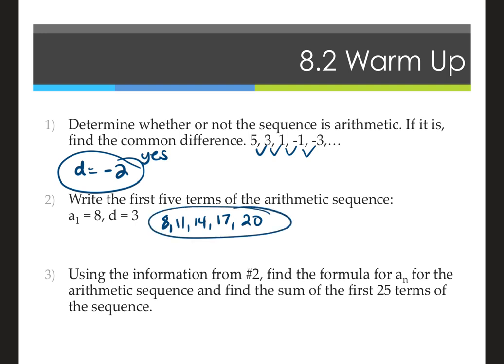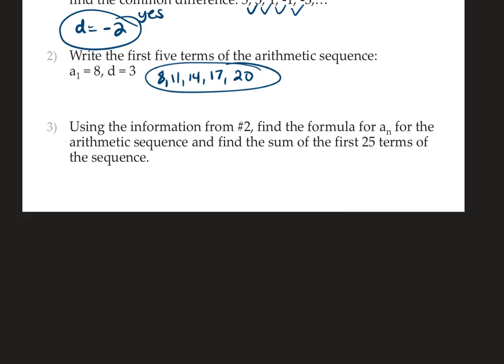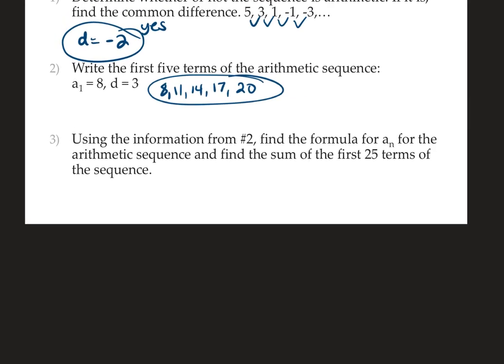Number 3, using the information from number 2, find the formula for a sub n for the arithmetic sequence, and then find the sum of the first 25 terms of the sequence. So a couple parts here. First one is find the formula. So a_n equals a_1 plus d times n minus 1. That's one of the formulas we had to know for this section.